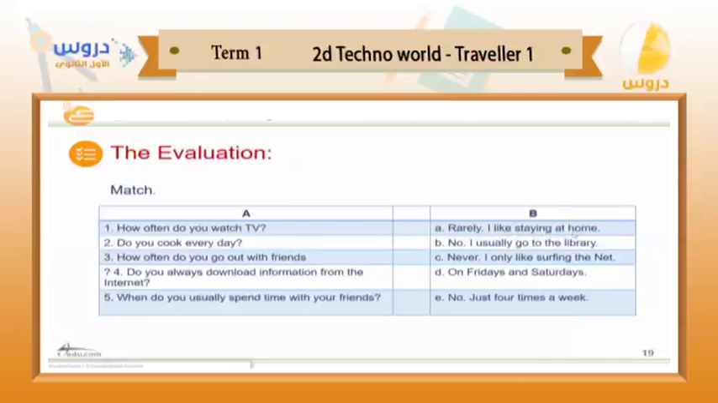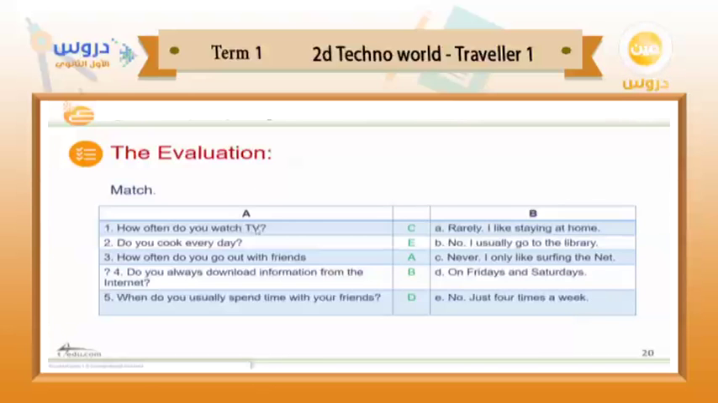A. Rarely, I like staying at home. B. No, I usually go to the library. C. Never, I only like surfing the net. D. On Fridays and Saturdays. And E. No, just 4 times a week. Read the questions, read the answers, and try to match them together and find which goes with which. Let's see.